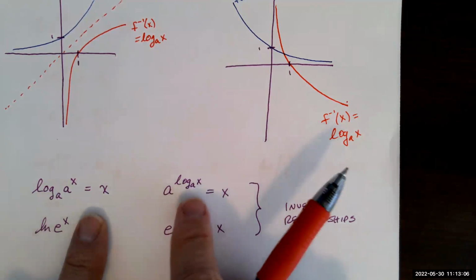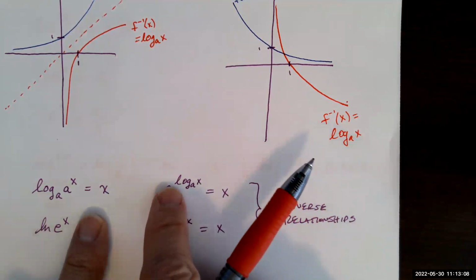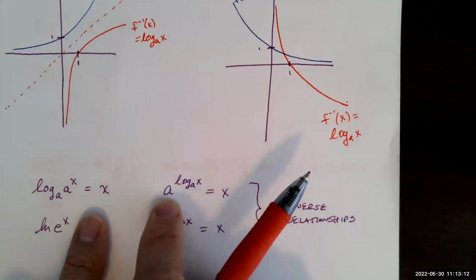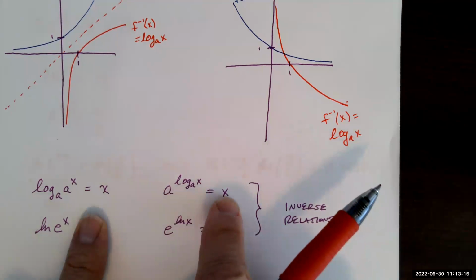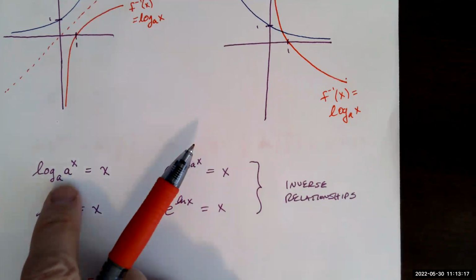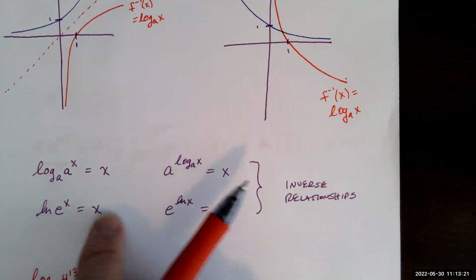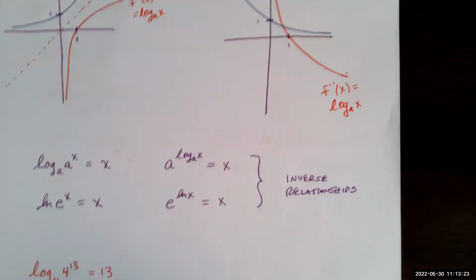A to the log base a of x is x. Again, they cancel each other out. Log base a of x is the power of a needed to get x. So if I raise a to that power, I get x. In particular, if I use base e, which would be ln, the natural log of e to the x is x, and e to the natural log of x is x.